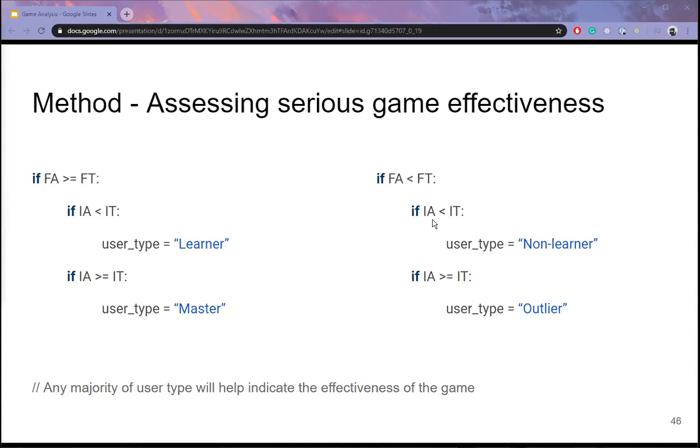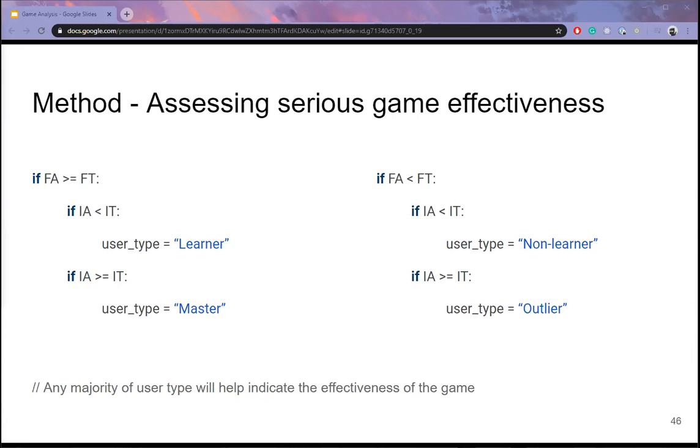at the initial assessment. If it is smaller than the threshold, then the user type is non-learner, which means that the player failed during the practice phase and also failed in the mastery phase, which means they struggle throughout the game, potentially with little or no benefit at all.